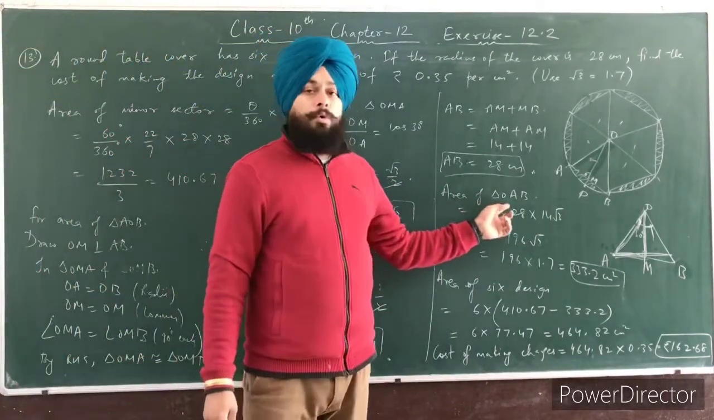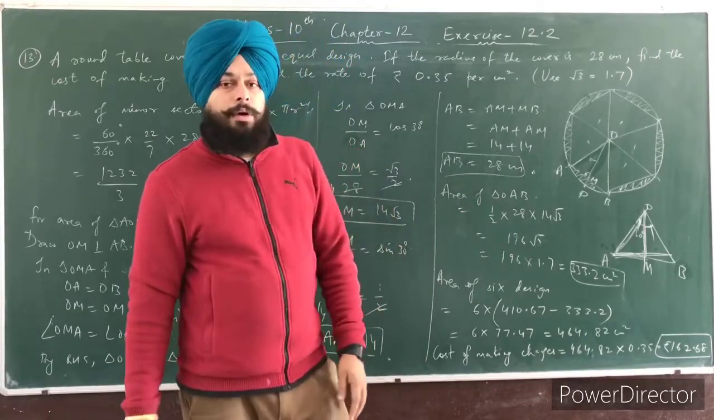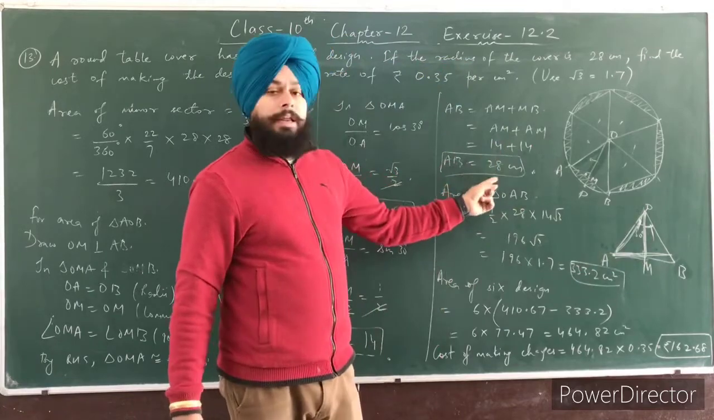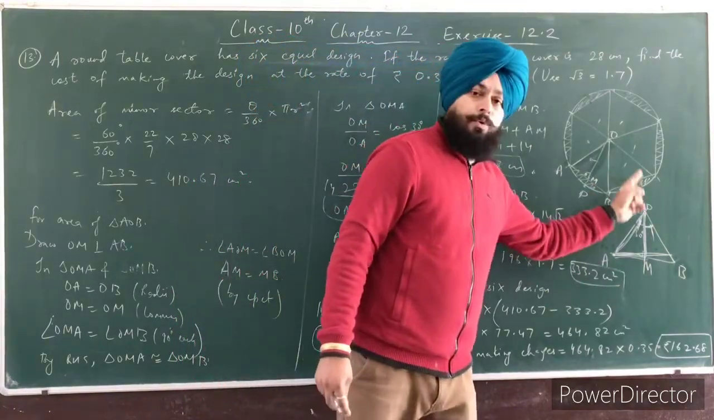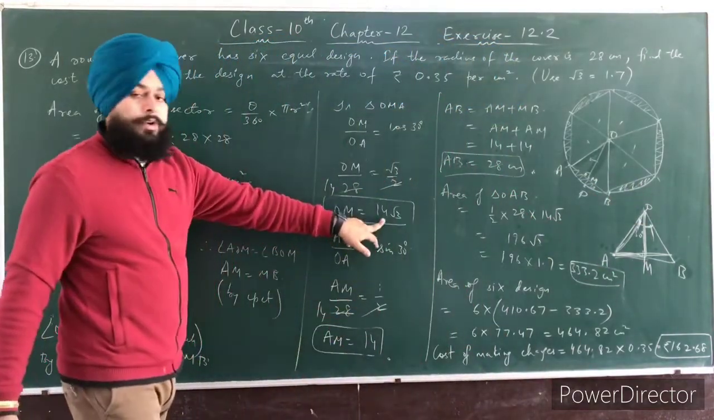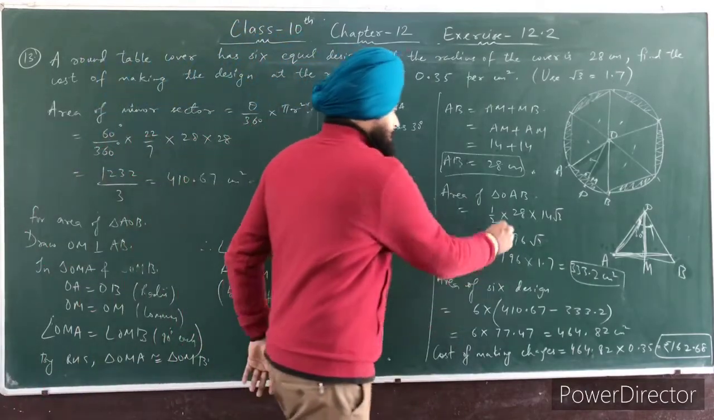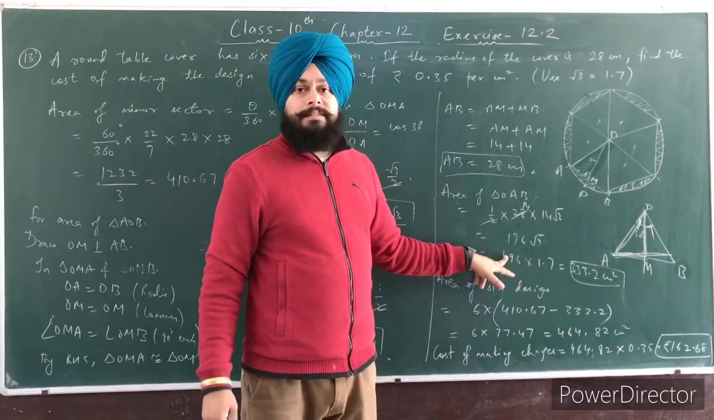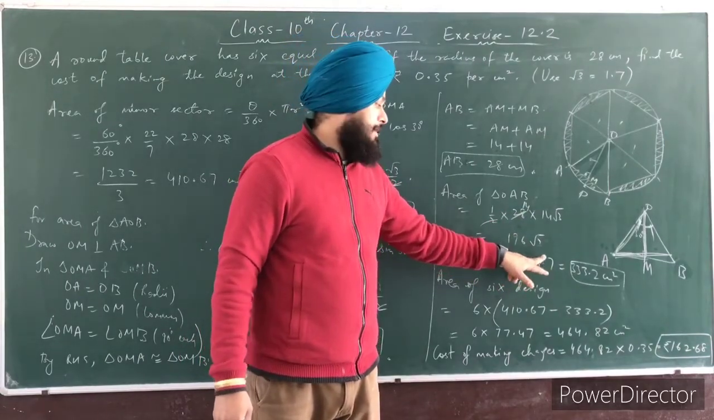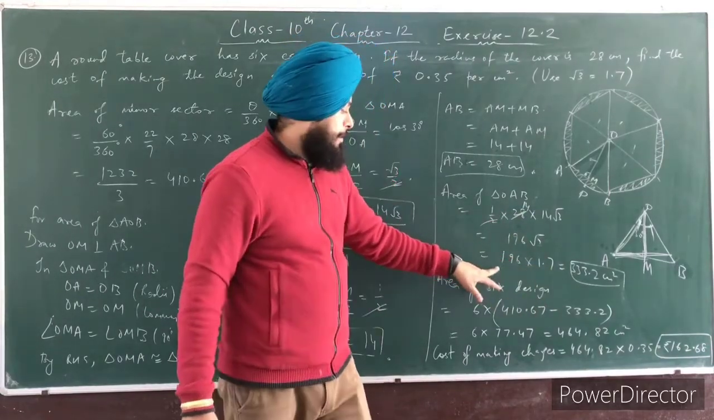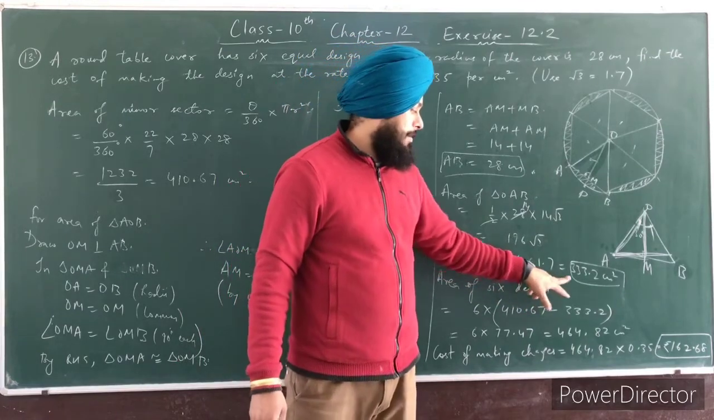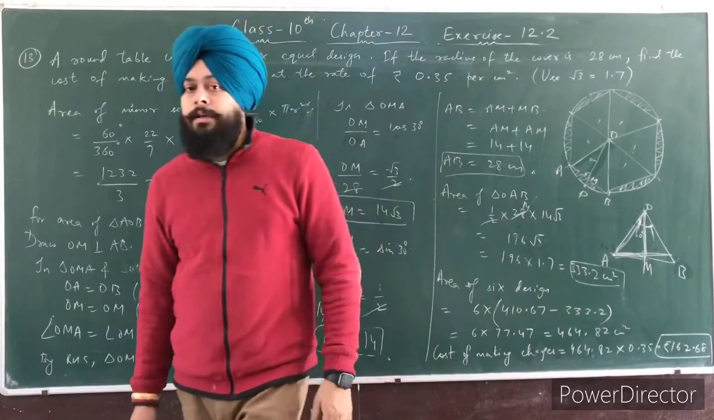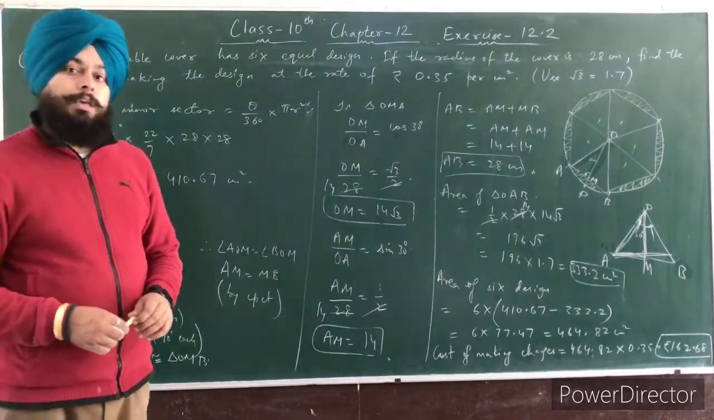Now area of triangle OAB is half into base into height. Base is AB, which is 28, and the height is OM, so height is of measure 14 root 3. So on solving this, 2 14s are 28 and 14 14s are 196 root 3, and the value of root 3 is 1.7. So on multiplying 196 and 1.7, we will get 333.2 centimeter square, which is the area of triangle OAB.